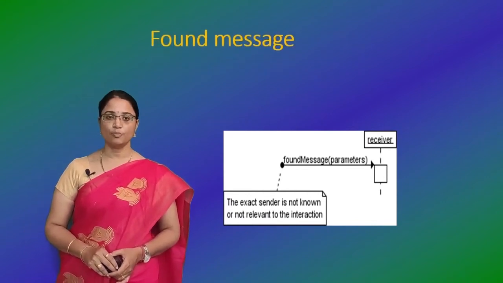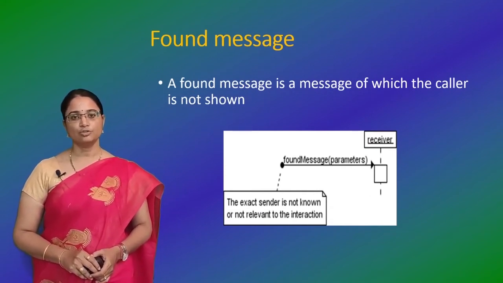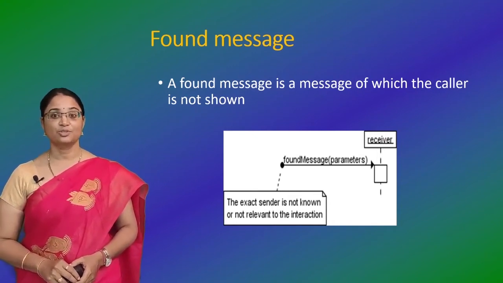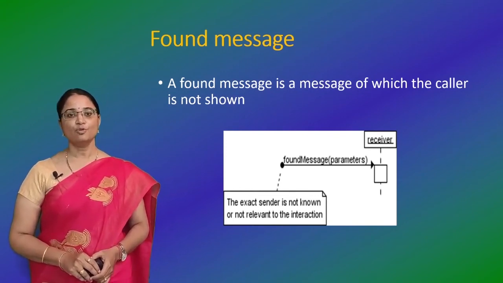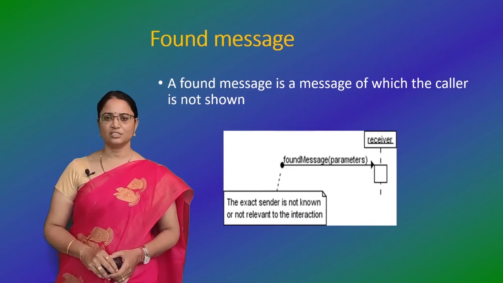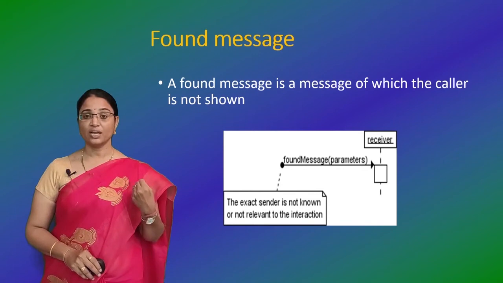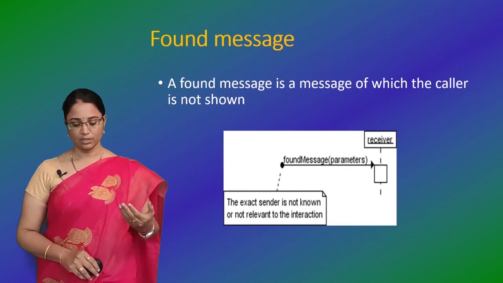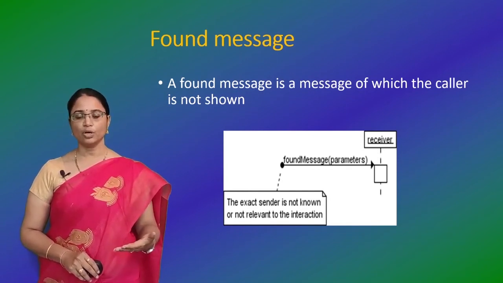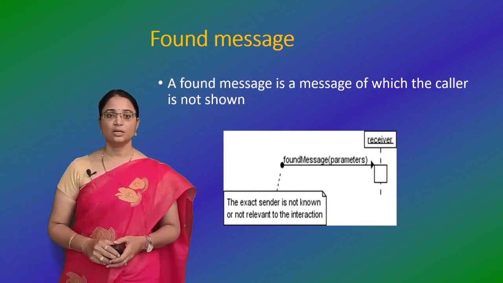Next, coming to found messages. A found message is a message of which the caller is not shown. Just like in old movies we used to see letters from an unknown sender which do not contain any address, so we do not know who has sent that message. Those are nothing but found messages. Here also we receive notifications. We are not going to concentrate on where we are getting these notifications from. That is not important sometimes. We need to know we got a mail, and that is enough. We do not care where this message came from to our mobile. So this is regarding found messages.